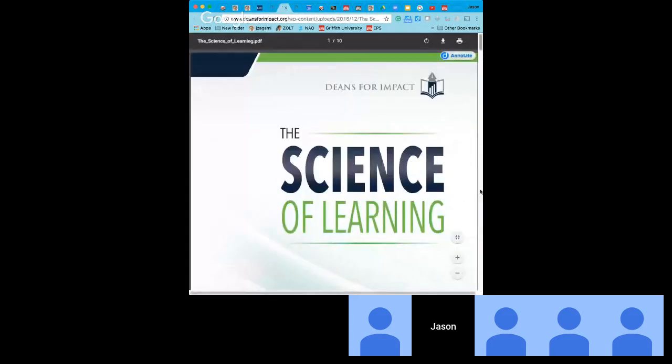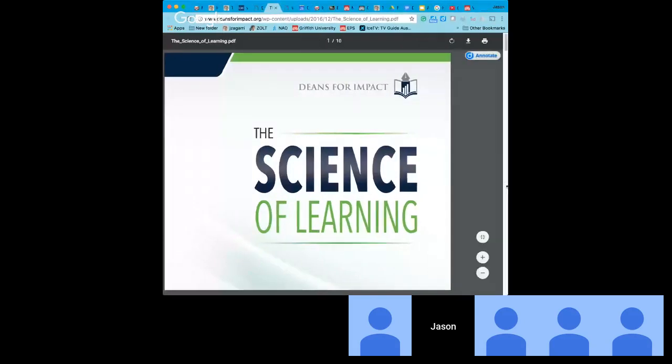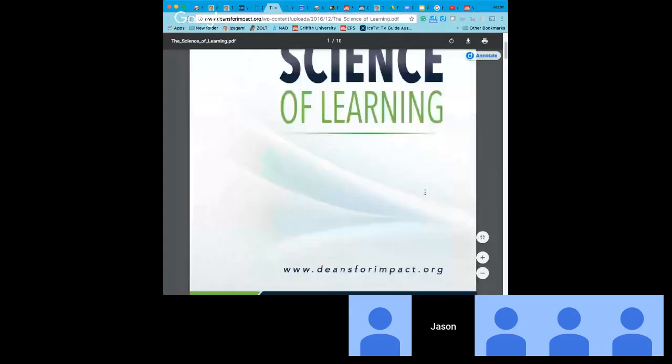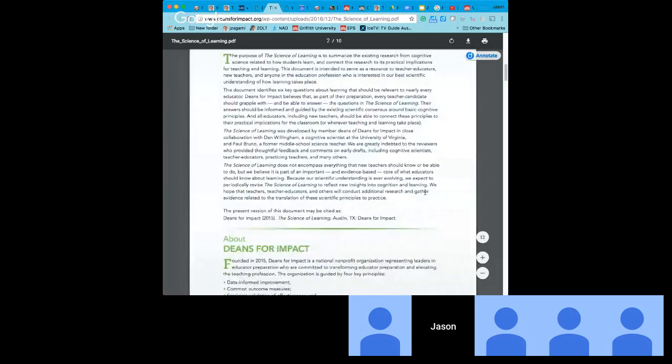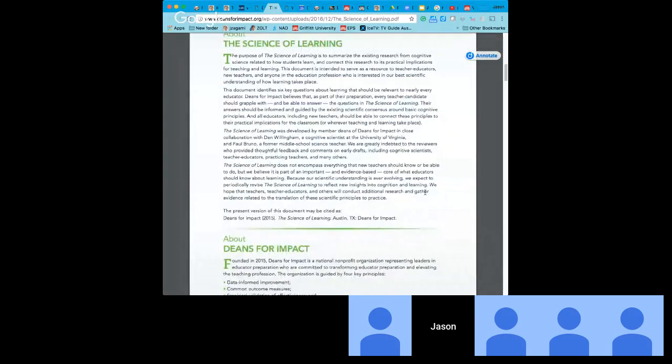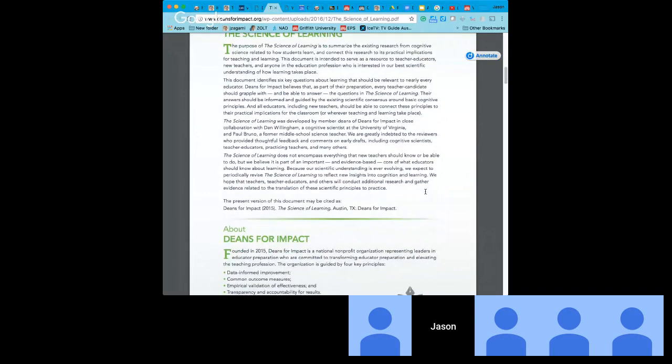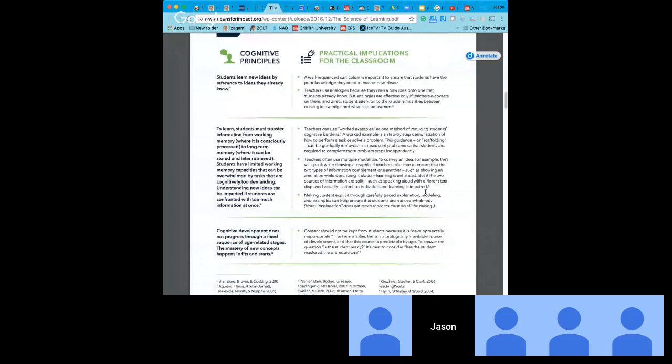Okay, so that's the Dewey document. Now, the next one, called The Science of Learning, focuses in on some of the more recent research around what we know about pedagogy, and goes through some of the aspects that can be considered. So we've got a series of what are called cognitive principles.